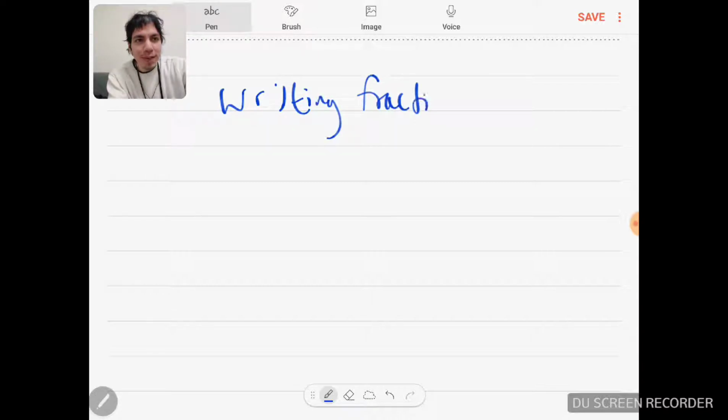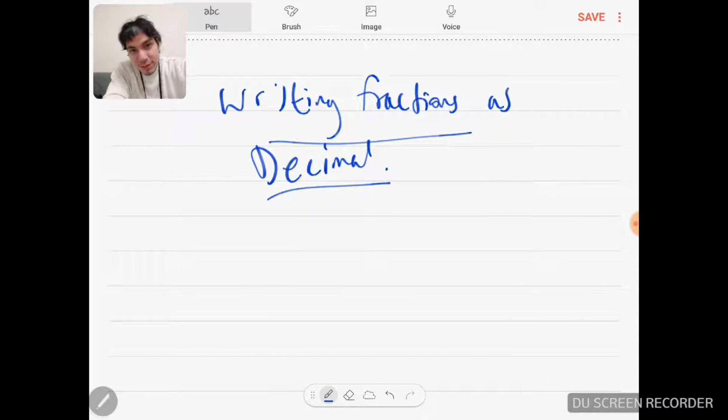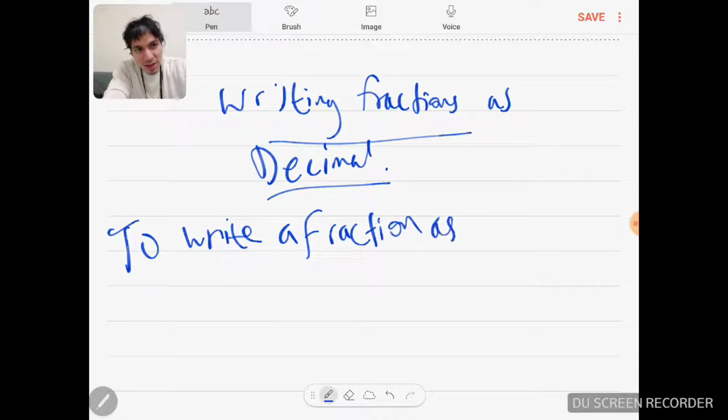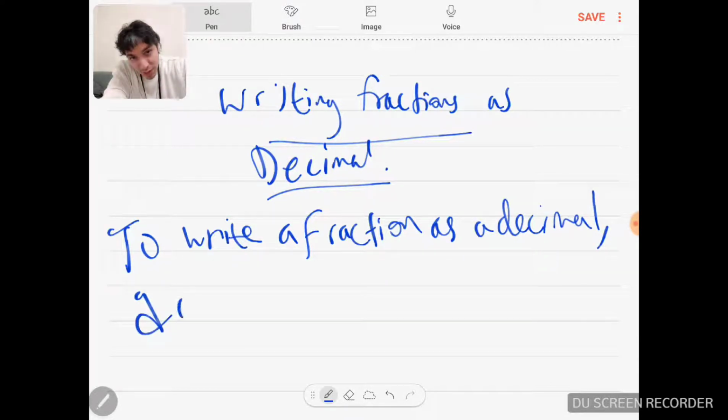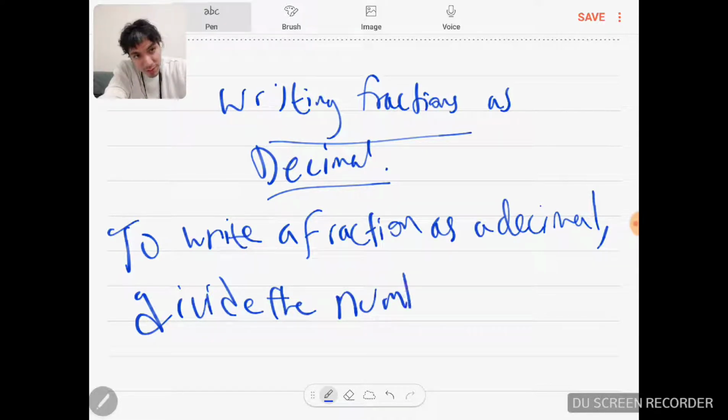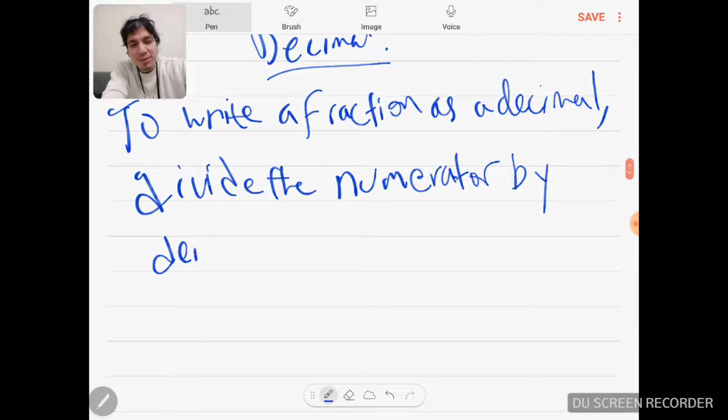Writing fractions as decimals. So, how do we do that? To write a fraction as a decimal, you simply just divide the numerator by the denominator.